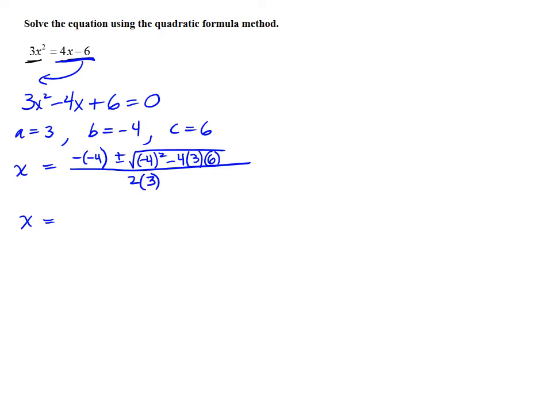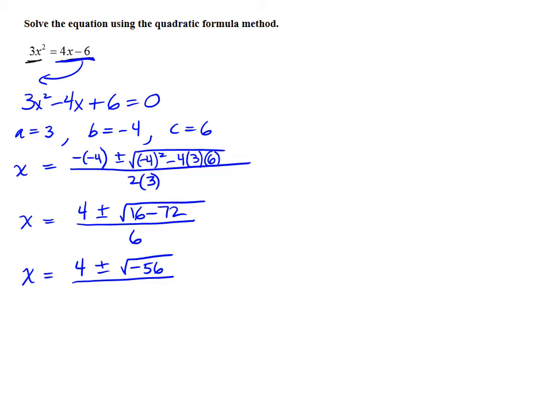Simplifying, we have negative 4, which is positive 4, plus or minus the square root of 16 minus 4 times 3 is 12 times 6 is 72, all over 6. X is equal to 4 plus or minus the square root of a negative 56, all divided by 6. Now, that negative 56 means we're dealing with non-real solutions, imaginary solutions.